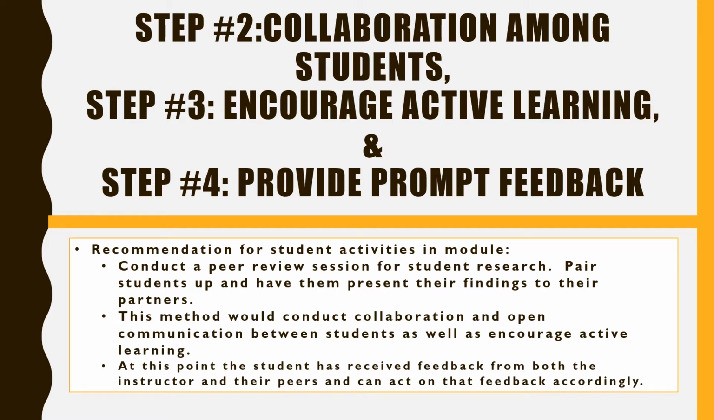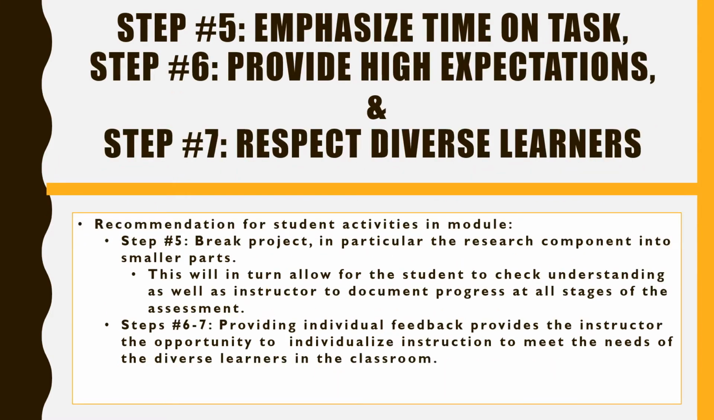The fourth step in the theory notes the instructor's ability to provide prompt feedback to the learner. As noted on the previous slide, this has already taken place. Adding a peer review element to the assignment will provide the student with feedback from both the instructor and their peers and they can act on that feedback accordingly. The last 3 steps of Chickering and Gamson's theory work together in a final recommendation for student activities in the module that we will discuss.